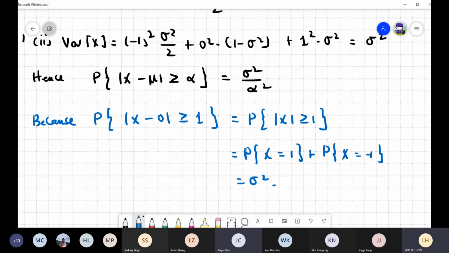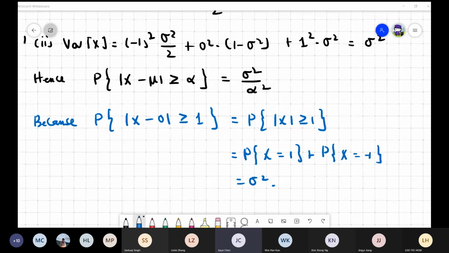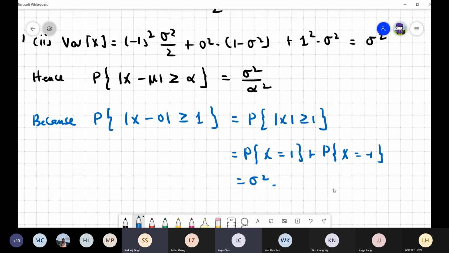Okay, so that is question 11. Actually, I asked this question because I felt it's very easy to show this, but coming up with the random variable is a lot harder.